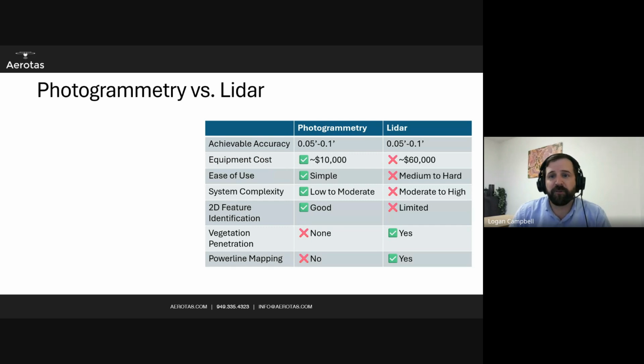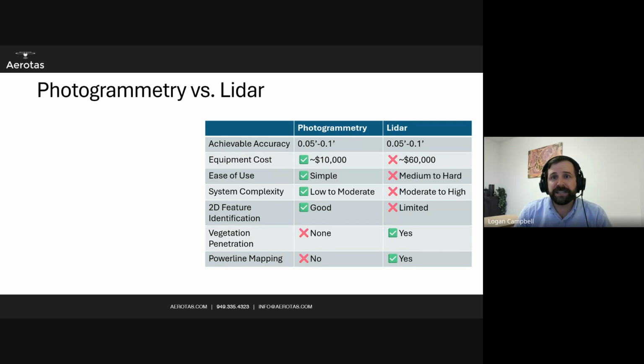Equipment cost. Photogrammetry is way, way, way cheaper. There's absolutely no way around that. Ease of use. Because it is cheaper, it is smaller, it is generally simpler, and it is generally easier to use than LiDAR. It is also a less complex system. You need fewer components, which means there are fewer things that can go wrong. And photogrammetry remains better than LiDAR at 2D feature identification.